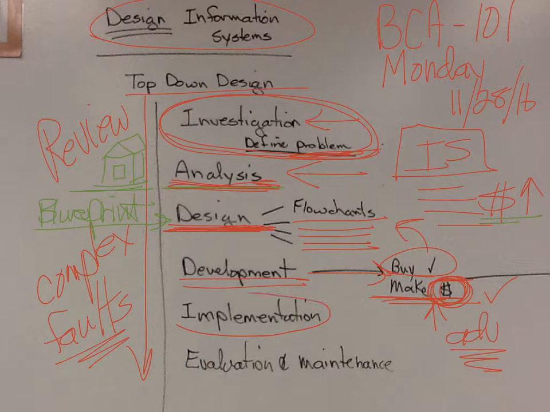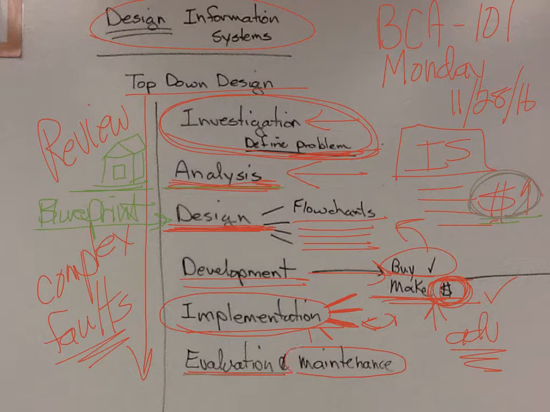Next step, implementing. You can do a complete conversion, a direct conversion. You can phase it in, or you can run a pilot in a certain location, or whatever. So there are different ways of implementing. This is going from the old to the new method. Then it's very important to evaluate to see if you're actually getting your cost value. Is it really doing what it should do? And then there's always maintenance.